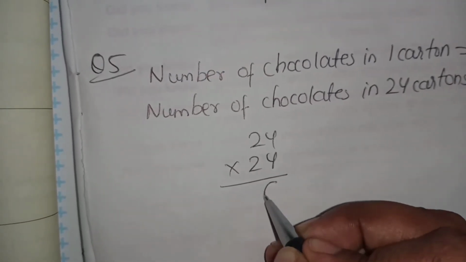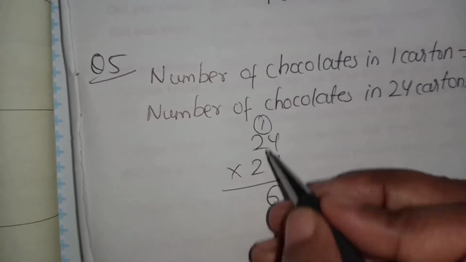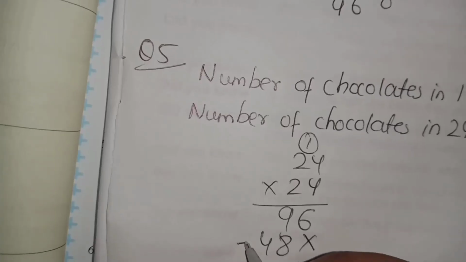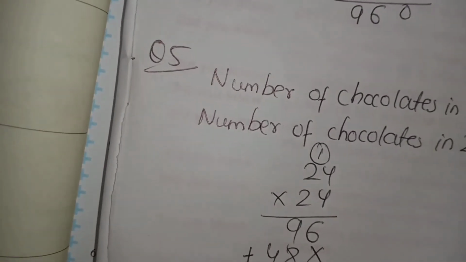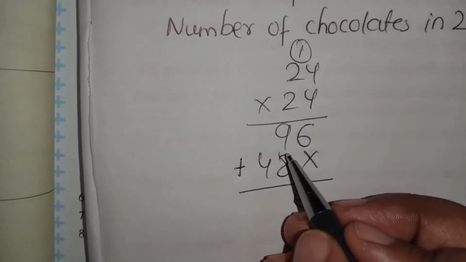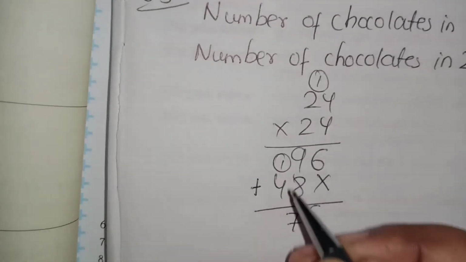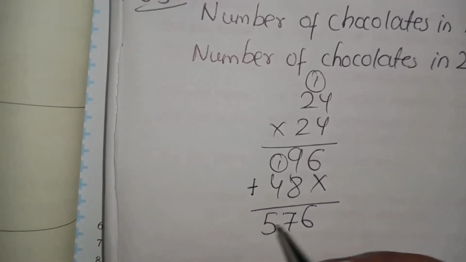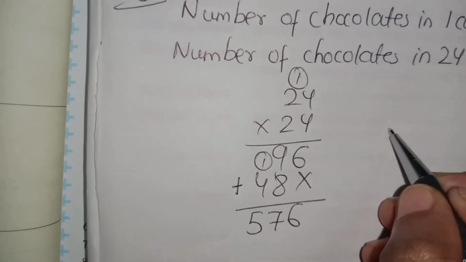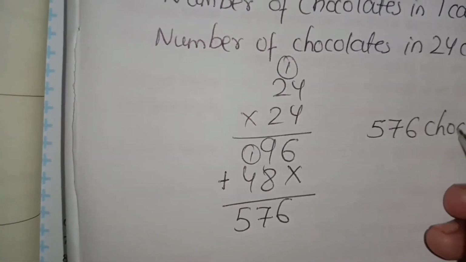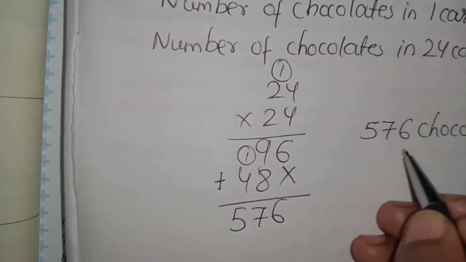4 fours are 16. You write here 6, 1 carry. 4 twos are 8 plus 1 is 9. 2 fours are 8. 2 twos are 4. Add this. So this will be 6. 9 plus 8 is how much? It is 17. 7, 1 I will give carry. 1 plus 4 is how much? 5. So in 24 cartons, how many chocolates will be there? 576 chocolates. So this is the answer.